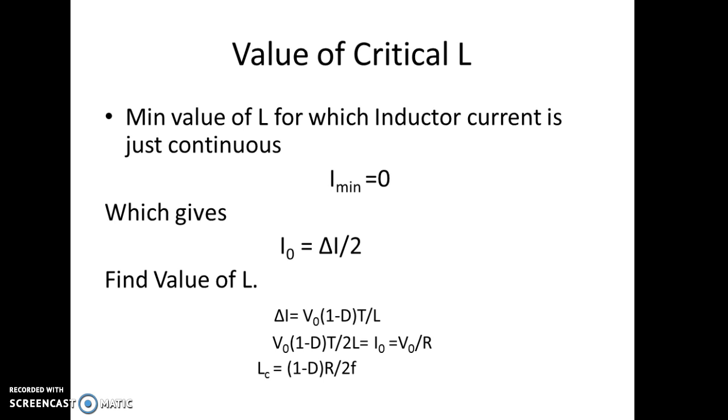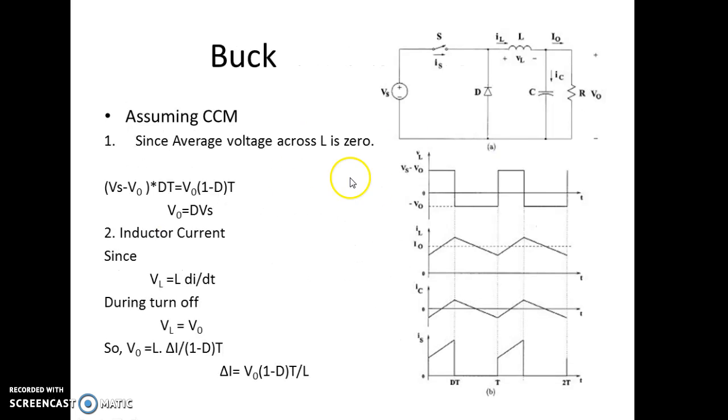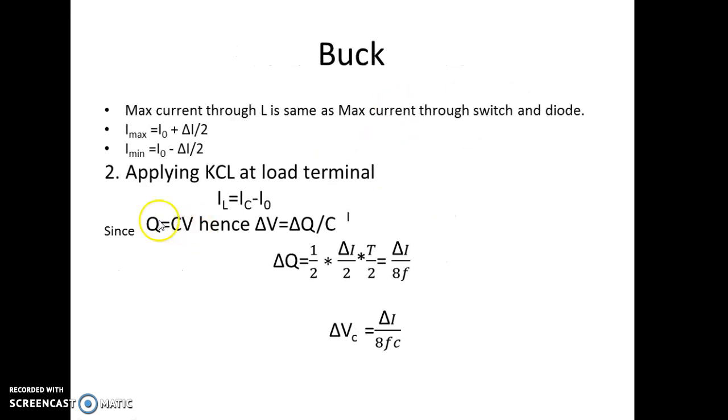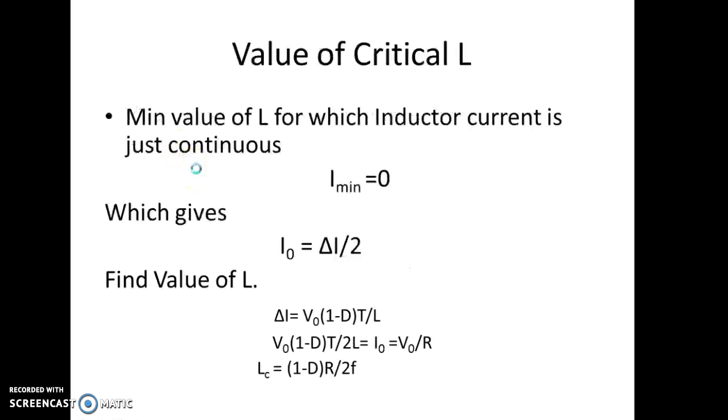Now the critical inductance is the minimum value of inductor for which the inductor current is just continuous. What does that mean? This means when this minimum current comes to here, the waveform will look like this, something like this. That is, the minimum is tending to 0. So if you put Imin equals 0 in this equation, I naught equals del I by 2, and I naught is nothing but V naught by R, and del I we have calculated, and so you will find it from this equation.